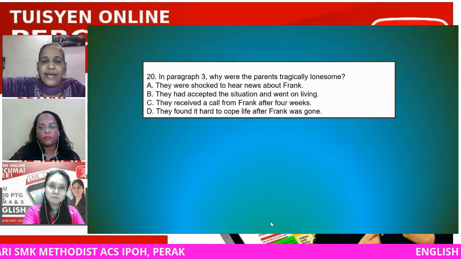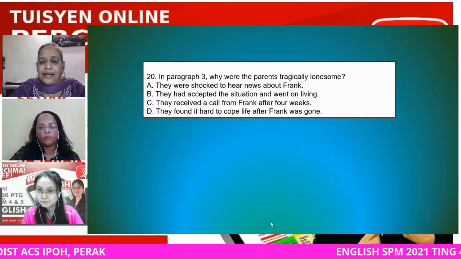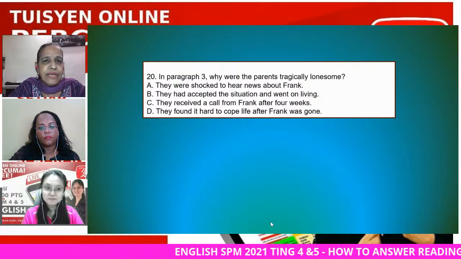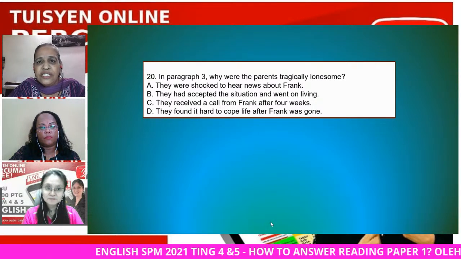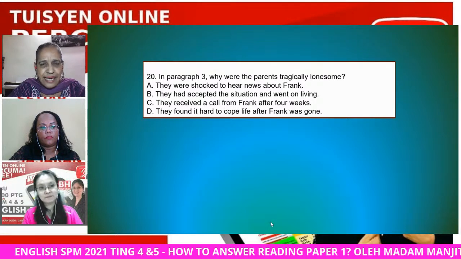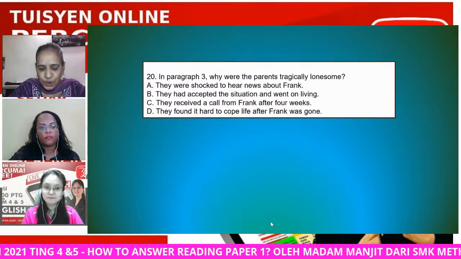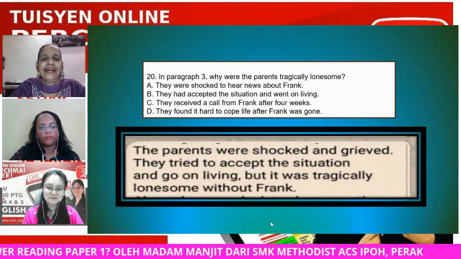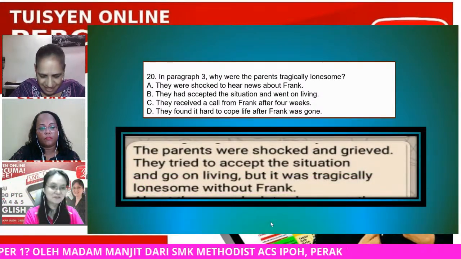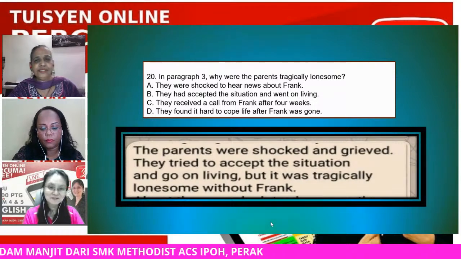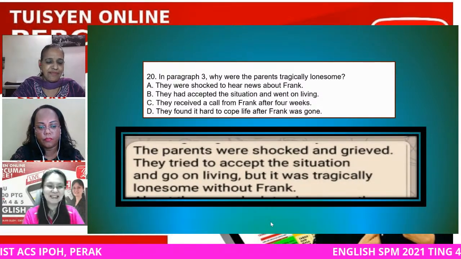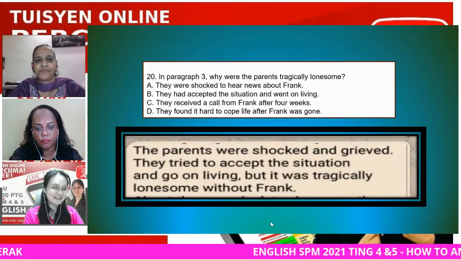Okay, so from here you can see, all right. So anyone? You must remember this in paragraph 3. Why were the parents tragically lonesome? So you must remember that. Shall I show you where you get the answer? Anyone gave the answers or not for number 20? Not yet, Cikgu. No, we haven't given the answer yet. We give them some time because they need to do that.